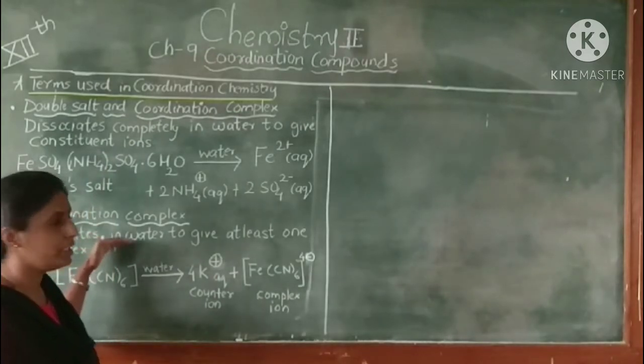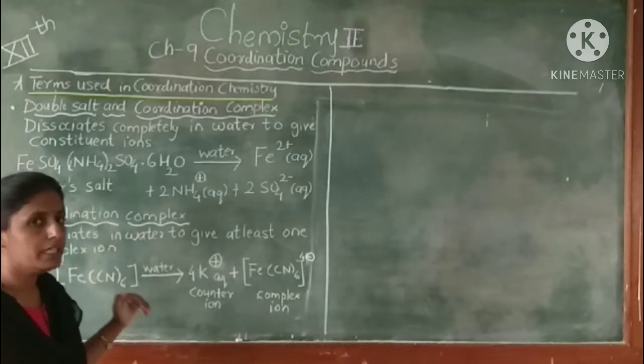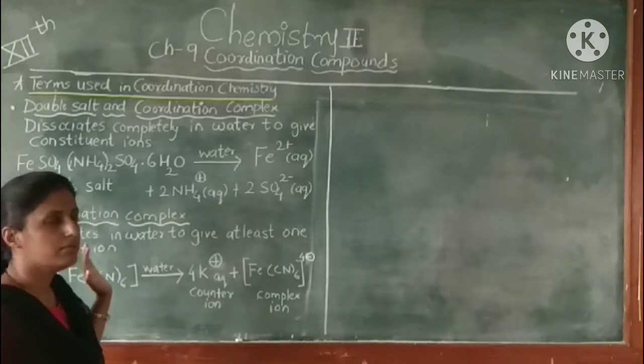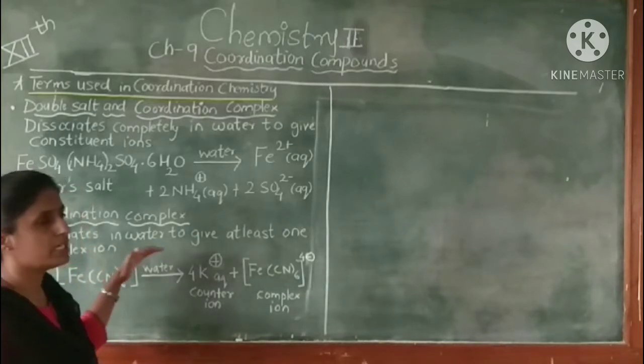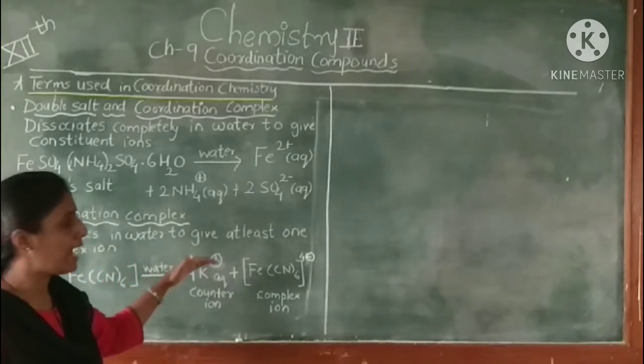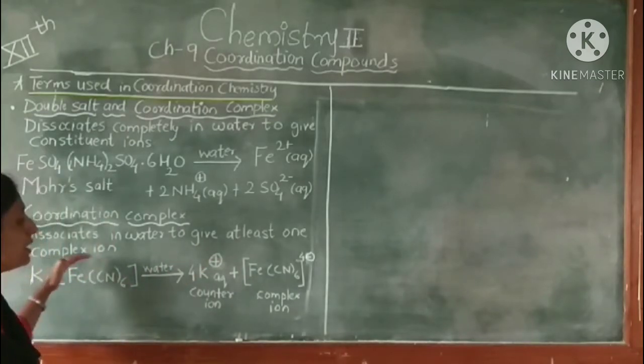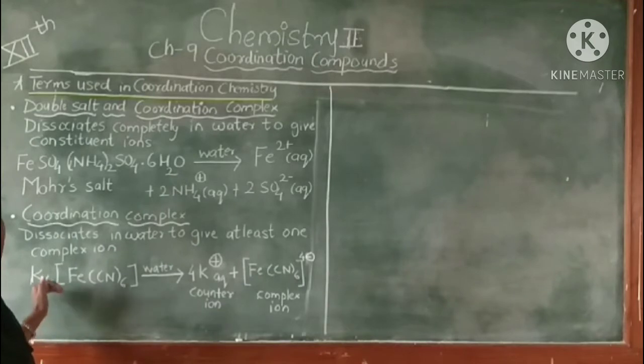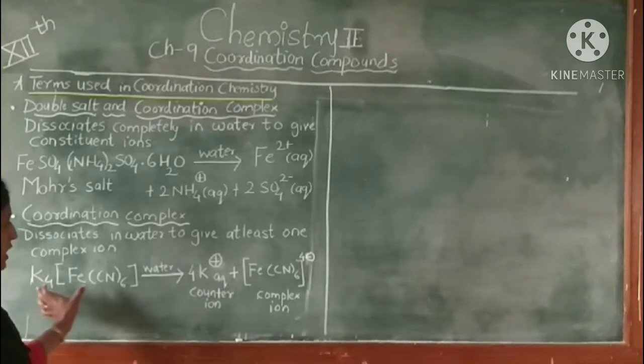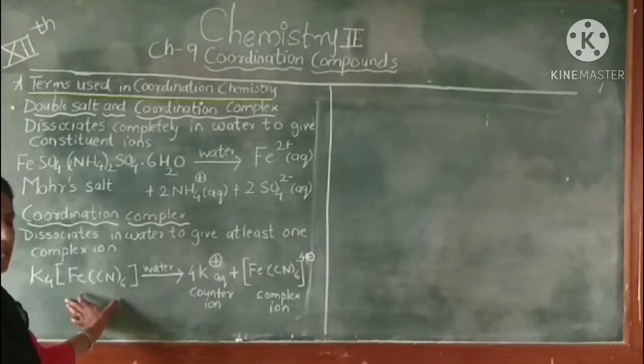Let's come to the coordination complex. In a coordination complex, what happens? It dissociates in water to give at least one complex ion. Remember, it does not give the respective constituent ions on dissolution. Why? Because it contains a complex ion.